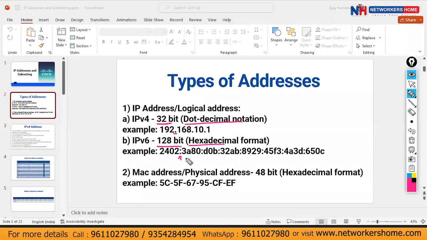And for separation, it uses a colon. Then your MAC address is a physical type of address of 48 bits and uses hexadecimal format. And you can define your MAC addresses like this. This is clear. This is what we have seen so far.